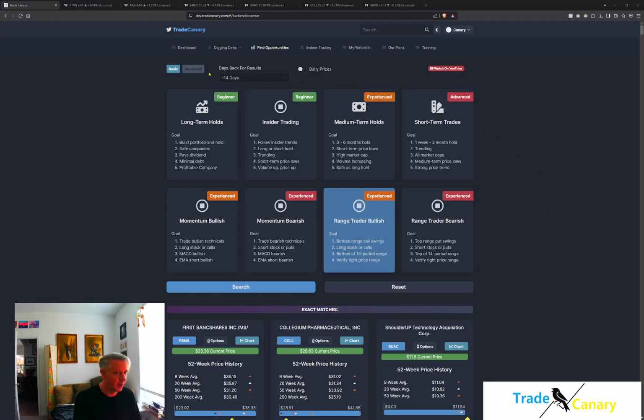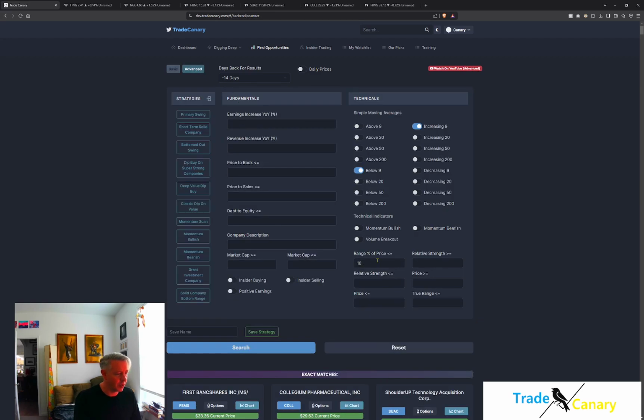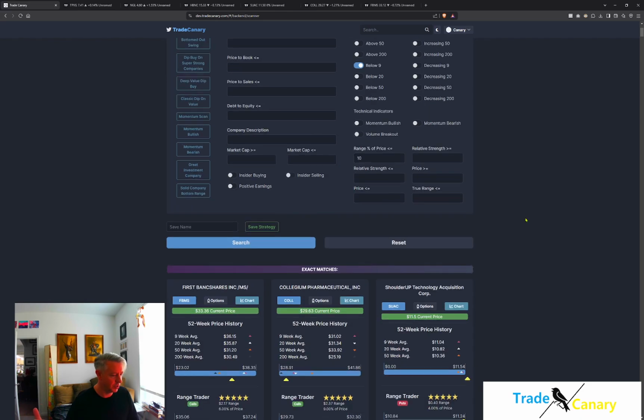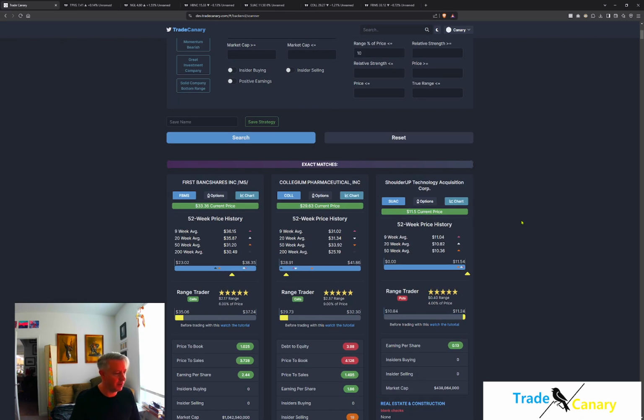So what we've defined with this canned package called Range Trader Bullish and Range Trader Bearish, on the other side, you can click on Advanced and see what we're talking about here. Range percent of price. So we're looking for anything that's under 10% of the value of the stock, right? We're looking for something that's below the 9-week moving average. That means we're probably at the lower end of the range. That's how we're looking for calls.